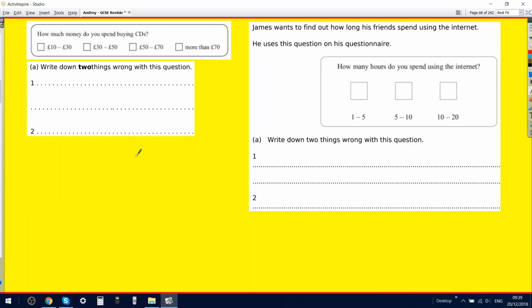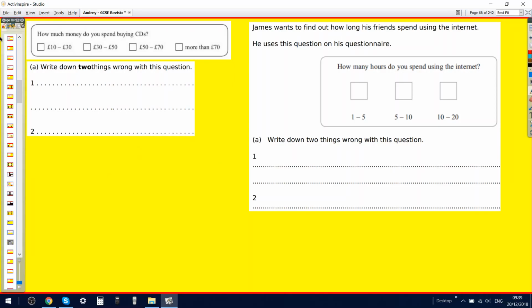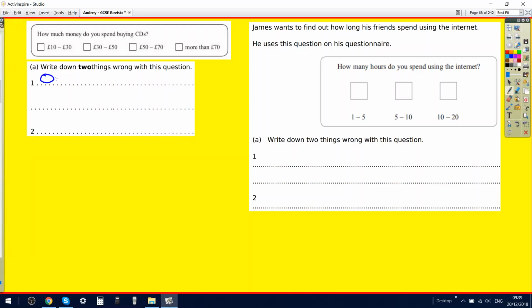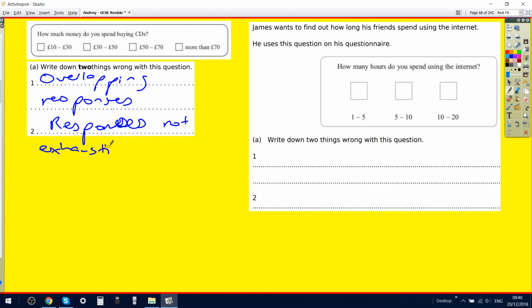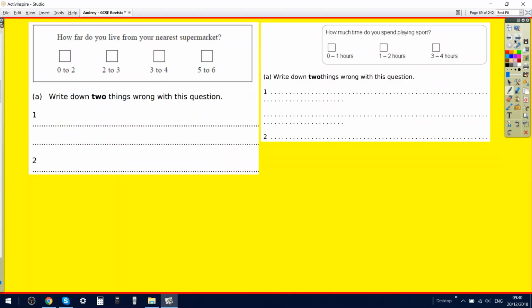Okay, top left. So overlapping responses, yep, and you might spend below £10. Yes. So that's overlapping responses, and responses are not exhaustive.